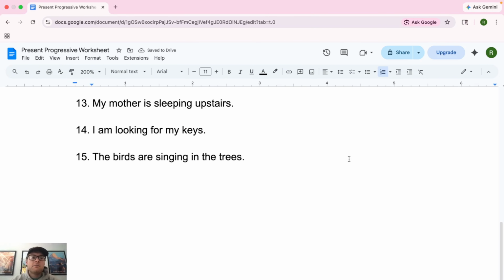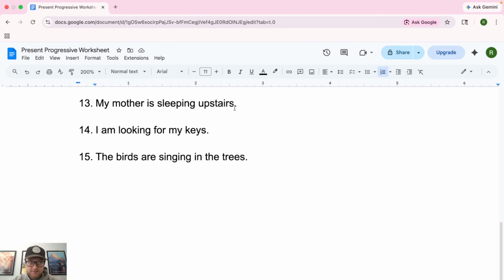Number 13. My mother is sleeping upstairs. All right, so the verb here is dormir. Another one of our irregulars. So mi madre está. Now it's not dormiendo, it's durmiendo. Está durmiendo arriba. And then boom.